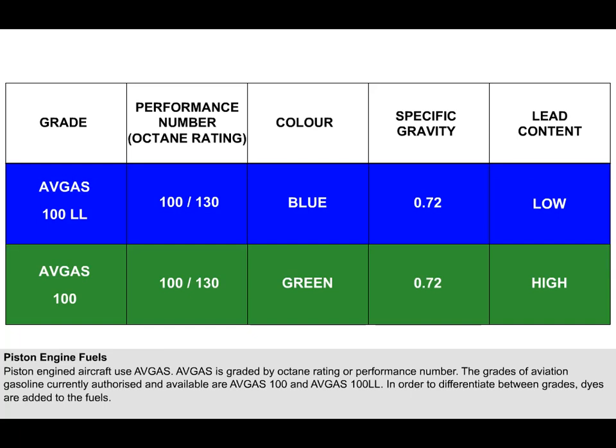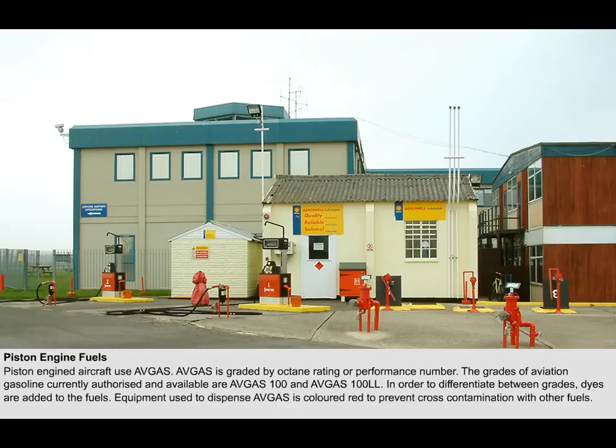Avgas has a specific gravity of 0.72 at 15 degrees Celsius. Specific gravity is important, as fuel is delivered by volume, but pilots need to know its mass or weight, as the energy available from the fuel is dependent on its mass, not its volume. And of course the mass of the fuel affects the aircraft's all-up mass. Equipment used to dispense avgas is coloured red to prevent cross-contamination with other fuels.